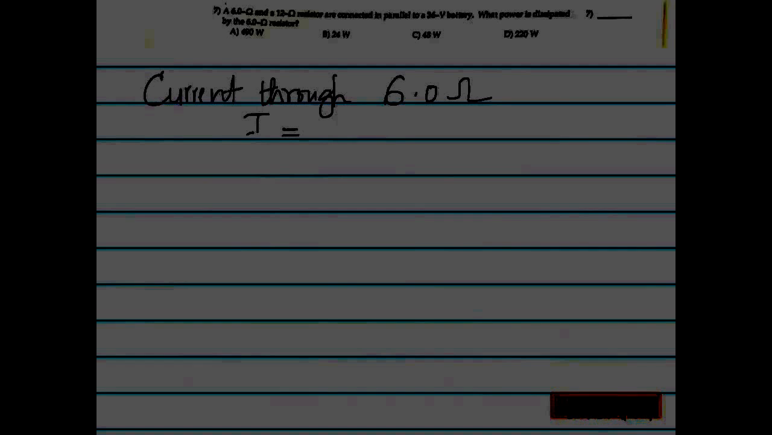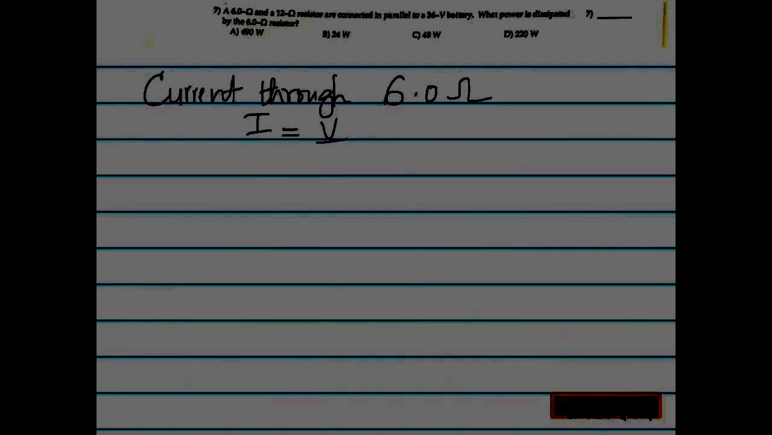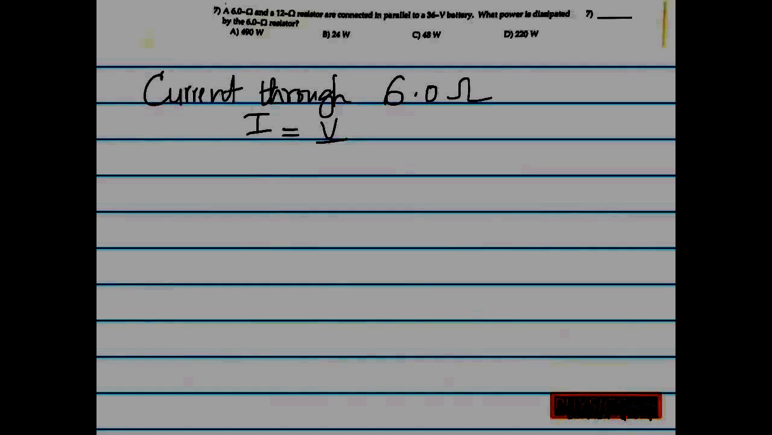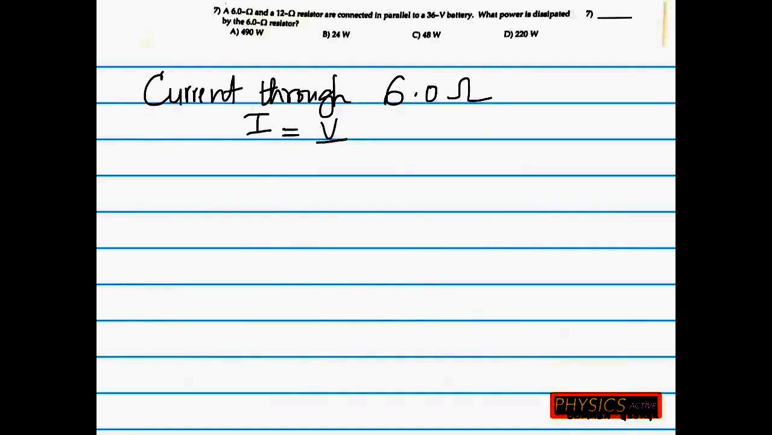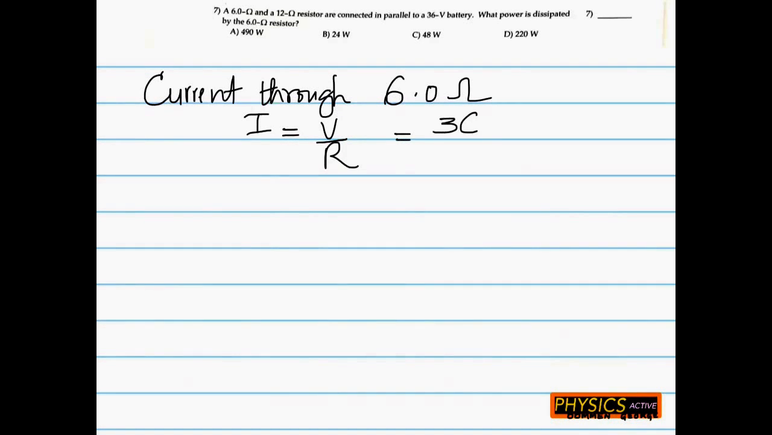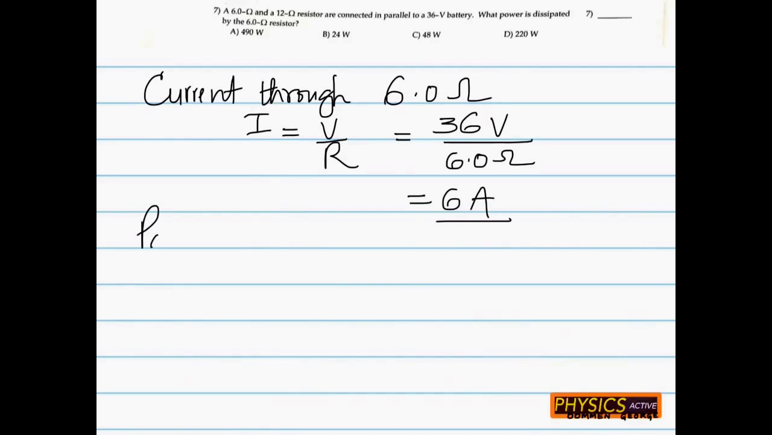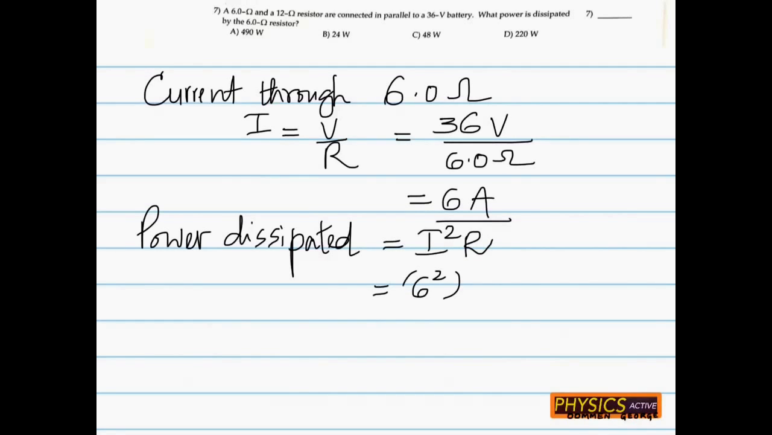Here, the currents are equal through that. I'm sorry, that is a parallel combination, so the currents are not equal. The voltage is 36 volt against both, so to find the current through 6, all you got to do is 36 divided by 6. That gives you 6 ampere, and power is I squared times R. So 6 squared times 6, that gives you 216 watts.